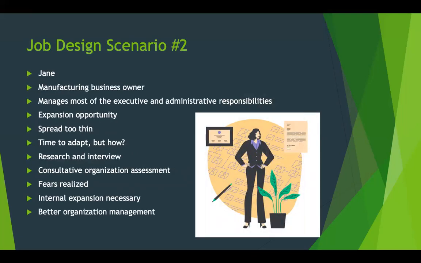In our next scenario, we have Jane. Jane is a business owner and has built a successful manufacturing company over the past 10 years. Throughout the life of the business, she has been able to manage most of the executive and administrative responsibilities without hiring many additional staff or too many frontline workers.